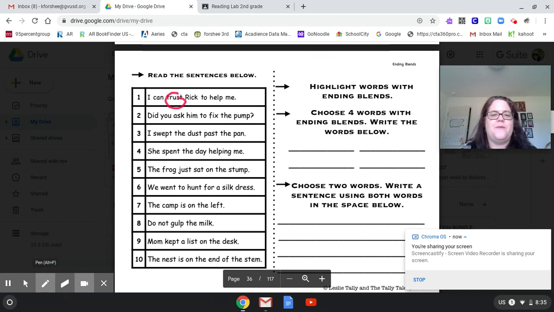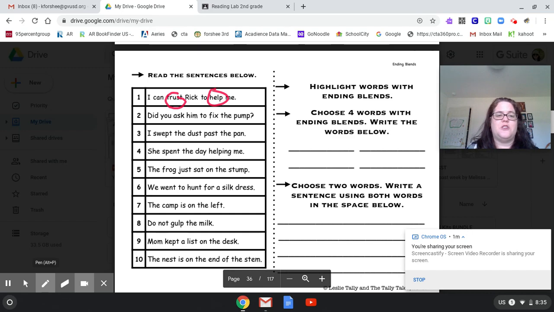Rick to help me. Help. Good. Now, the reason I didn't pick Rick is because the two letters at the end, CK, those are actually digraphs because they're two letters with one sound. So they go together. So it's K. All right. So a blend has two letters with two sounds. So that's why Rick is not one to circle.